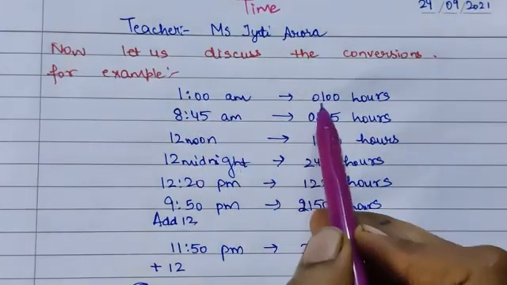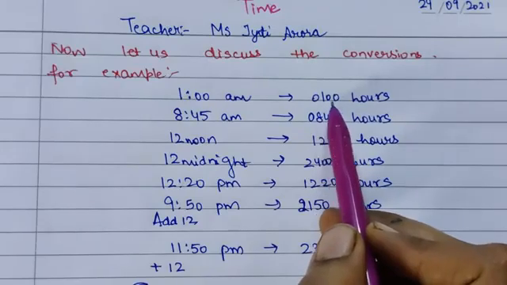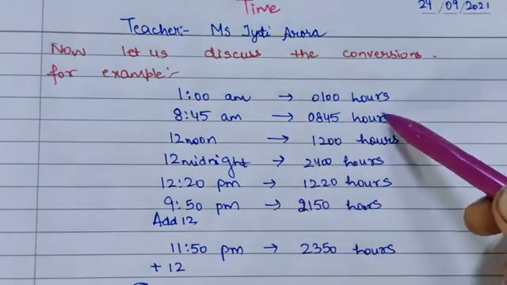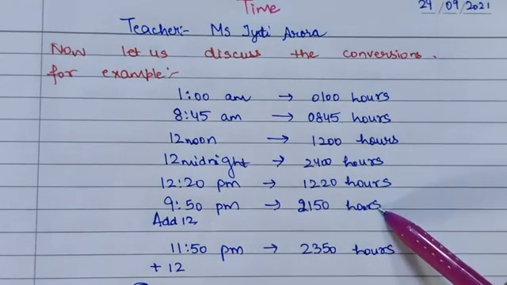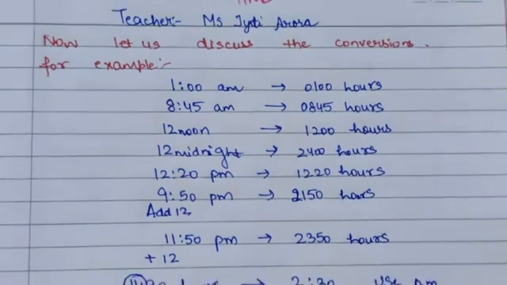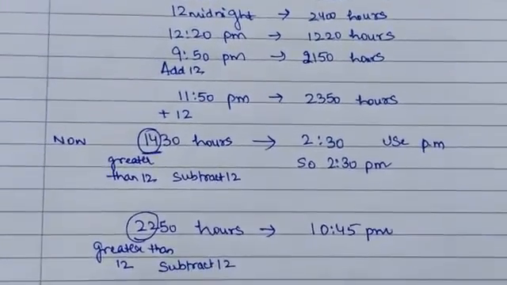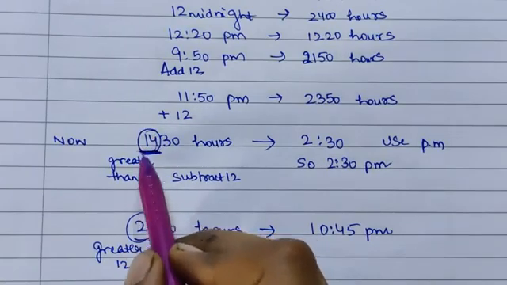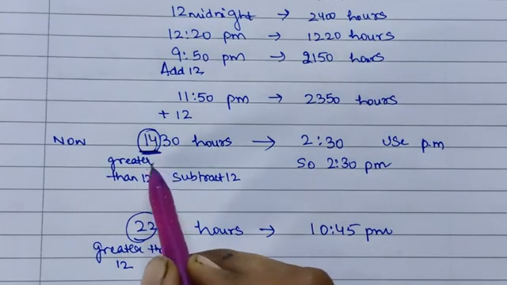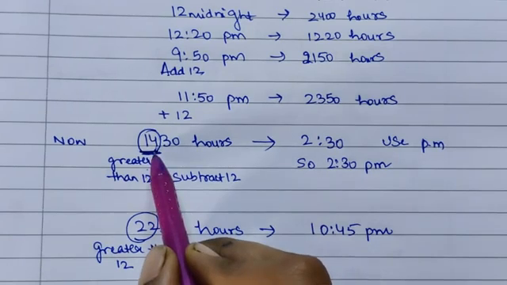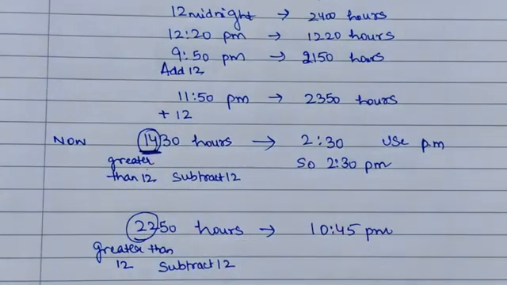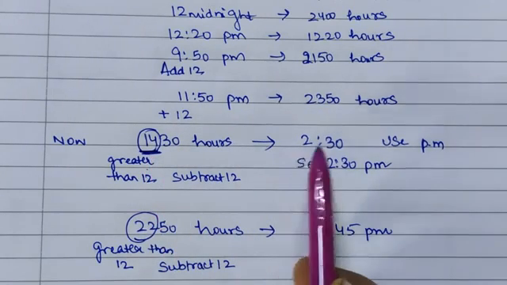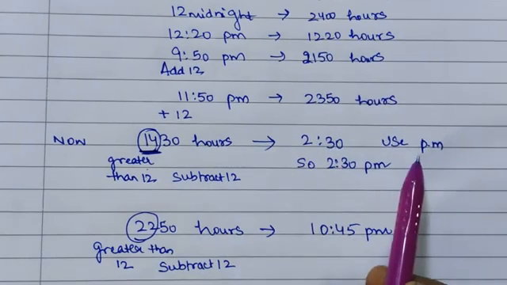1 AM we can write in 24-hour clock as 0100 hours. 8:45 we can write as 08:45 hours. Similarly, in the same way we can write all of them. Now 14:30 hours can be written as, now this is greater than 12. If it is greater than 12, we have to subtract 12 from here. And if it is smaller than 12, then there will be no change.